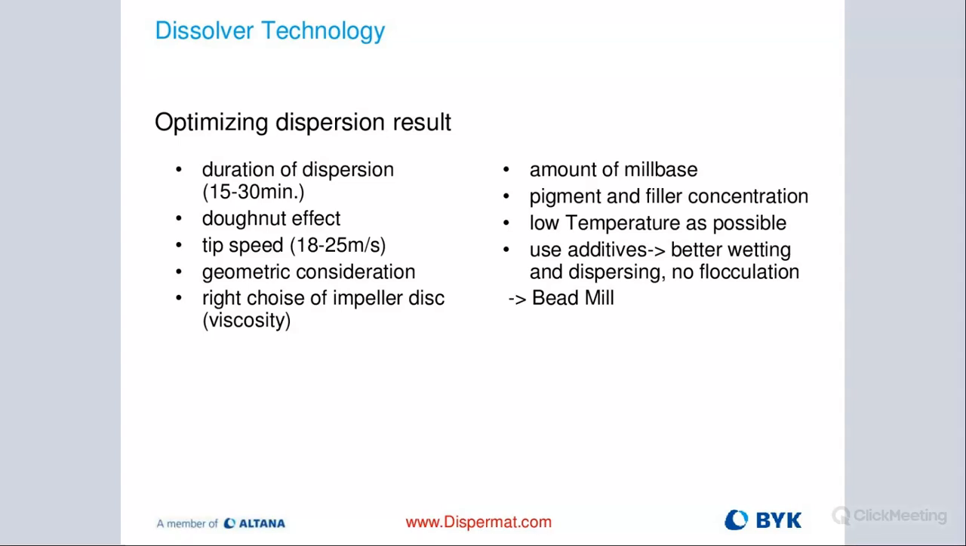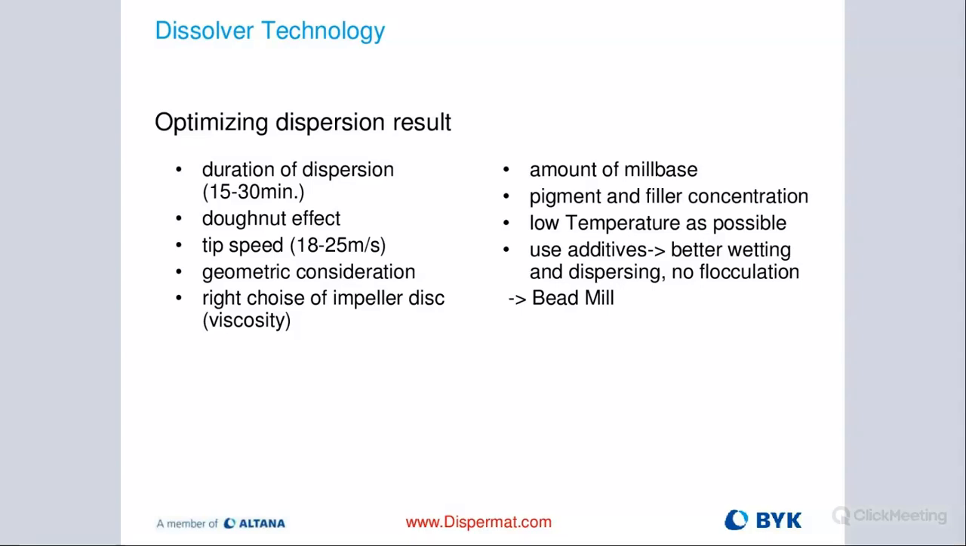Geometric consideration, again, the diameter of our blade. Make sure you start out about a third of the ratio of the container and then work from there up or down depending on your viscosity. And then the right impeller disc also. There are many different shapes and styles out there, so find one that actually works well for you and then stick with it. It's sometimes confusing when you look at all these different options out there. I don't know if they really all add all that much. I mean, we get excellent results just with our standard blades, but it's available.